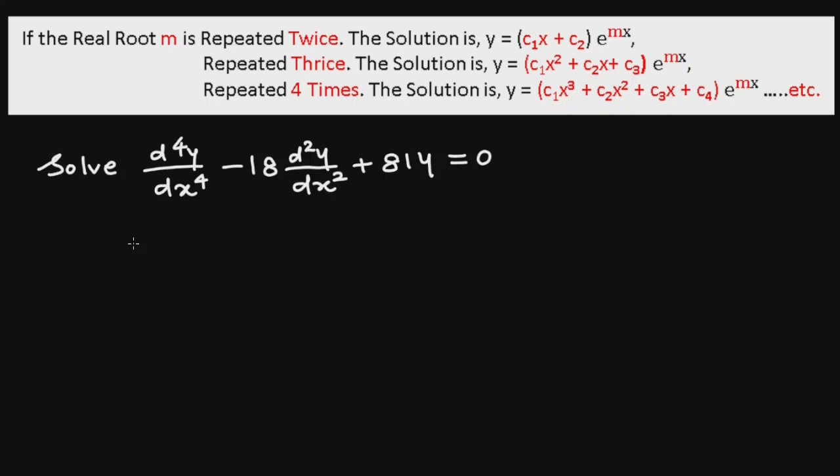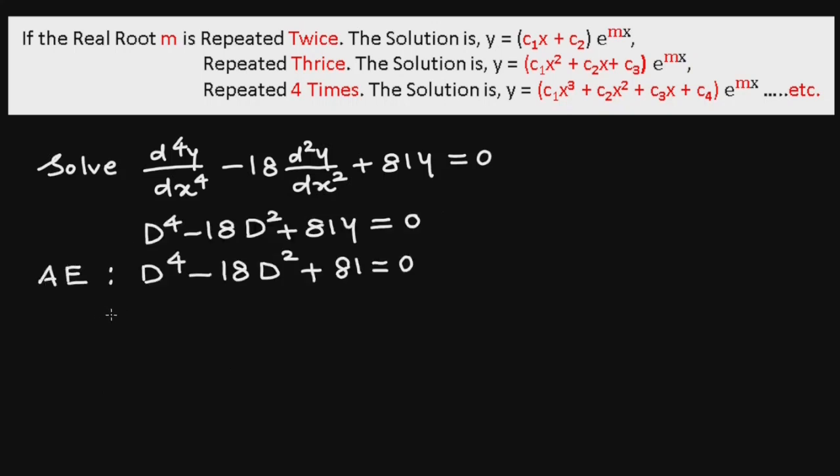Solve. In terms of D, the auxiliary equation, by trial and error, can be ascertained to have D plus 3 as a factor. Equating D plus 3 to 0, D will be minus 3. Let us verify minus 3 is a root of the auxiliary equation.